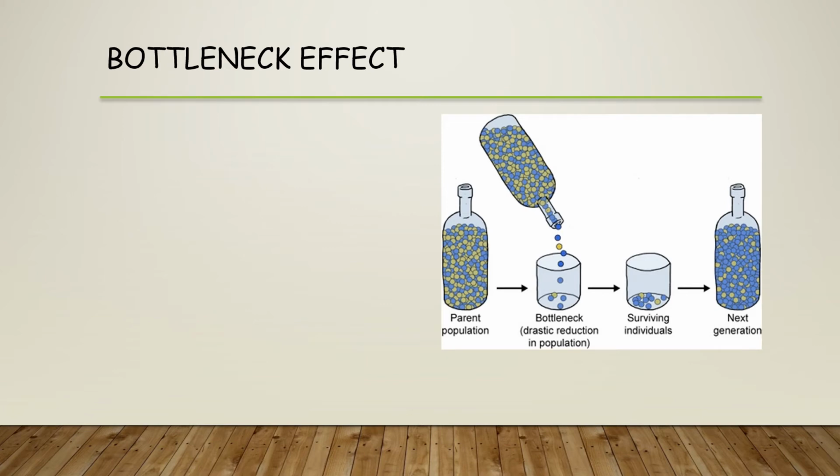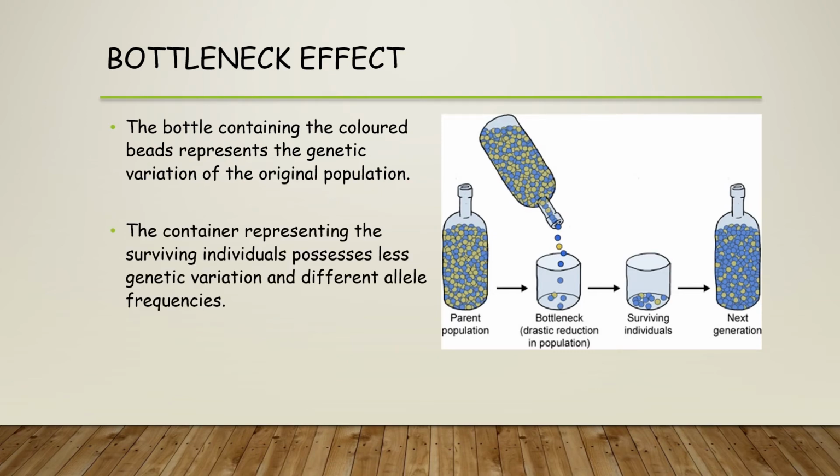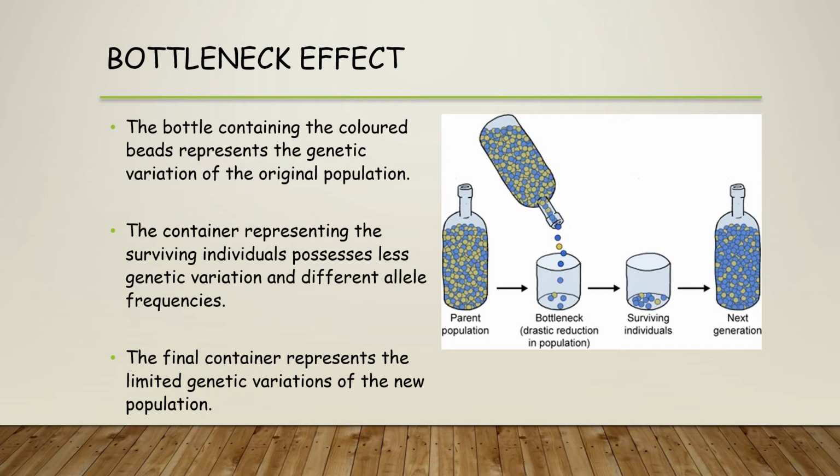So here we have a visual representation of that. On the left hand side, we've got a bottle full of coloured beads showing the genetic variation of the original population. That looks a fairly even split of yellow and blue beads. But as you can see, as we're pouring that out, it goes through the bottleneck effect. So there's a drastic reduction in the population. And that third container shows the surviving individuals. As you can see, there's far more blue than yellow, and therefore there's less genetic variation and different allele frequencies in that population, leading on to the next generation having far less genetic variation than the original parent population on the left hand side.